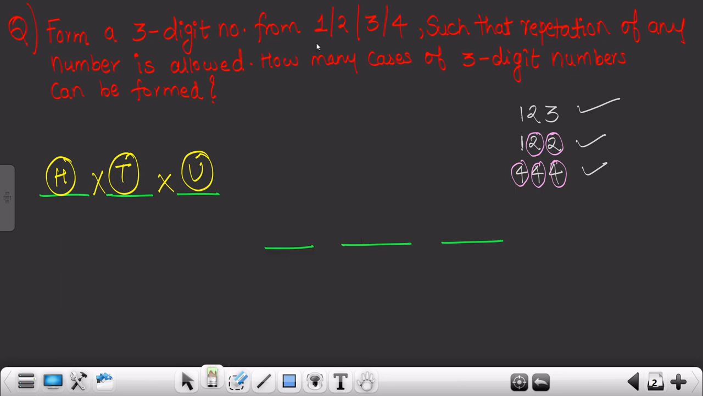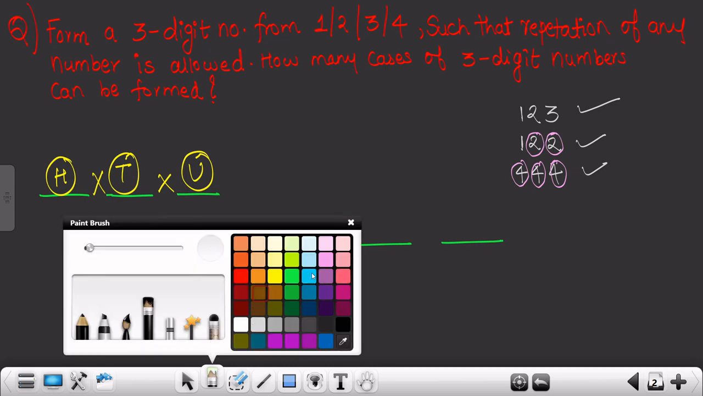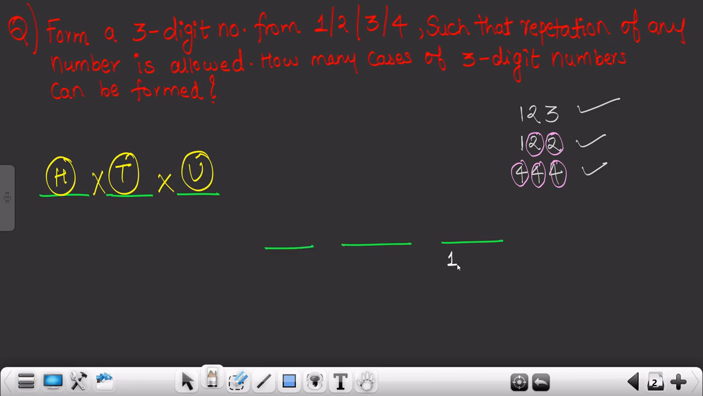Over here in the units place, out of the 4 numbers 1, 2, 3, 4, any of them can accommodate the units place. That means 1, 2, 3 and 4. So 1 to 4 numbers can come in the units place. That means 4 such cases are possible.